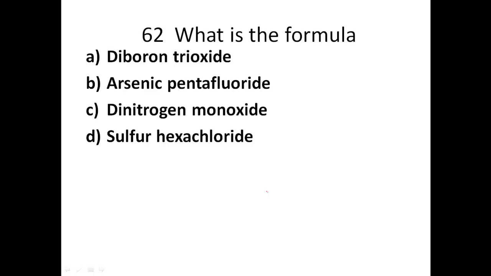What is the formula? Now here we see prefixes, right? So we know that these are two nonmetals, and all we have to do is figure out what boron is. Boron, and di means two, so there's diboron trioxide. That was easy. Where's your easy button when you need it? Arsenic pentafluoride.